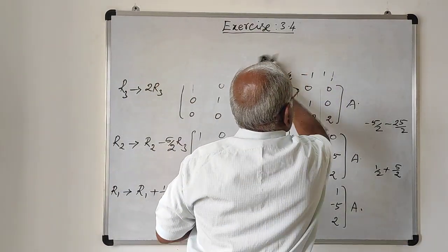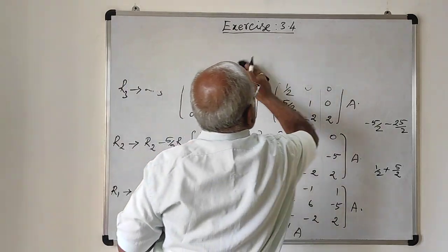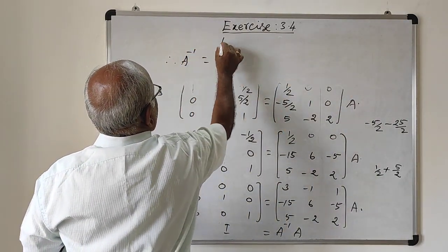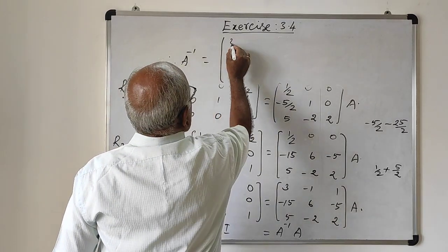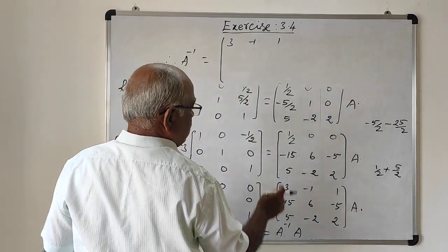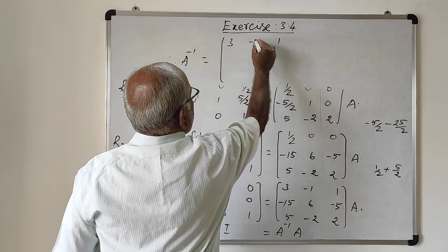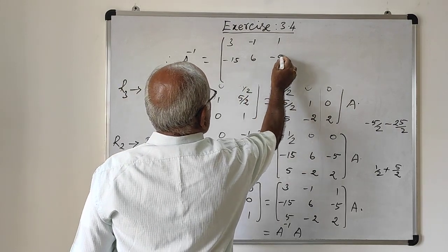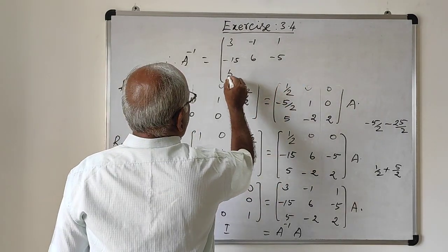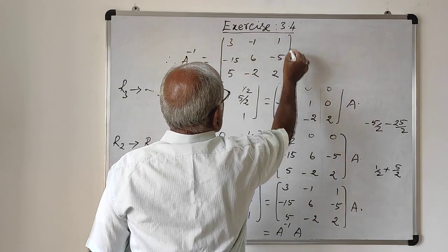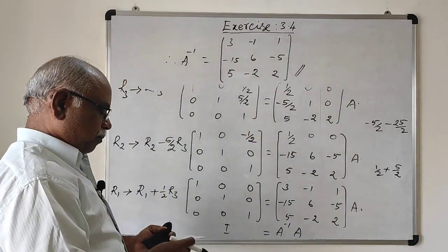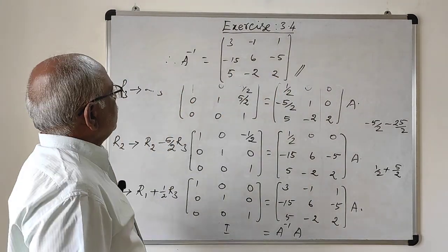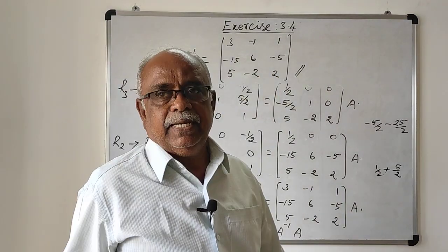Answer step only. Last step. Therefore A inverse equal to 3 minus 1, 1. Minus 15, 6 minus 5. 5 minus 2, 2. This is the answer for the given problem. Okay? That's all about the problem. This is problem number 17.